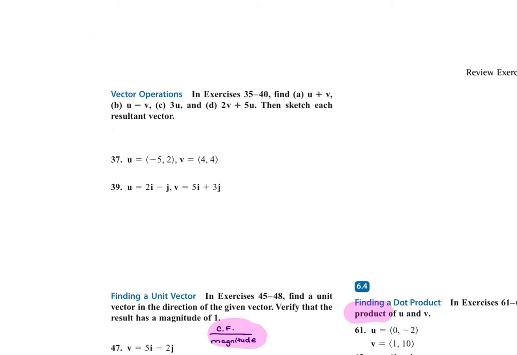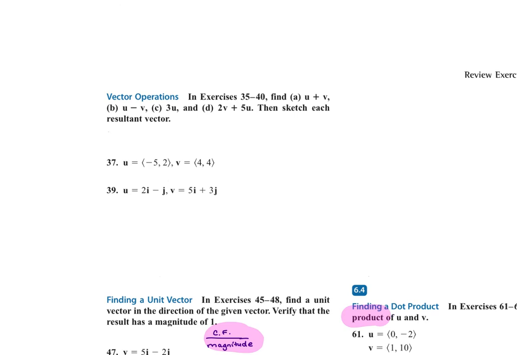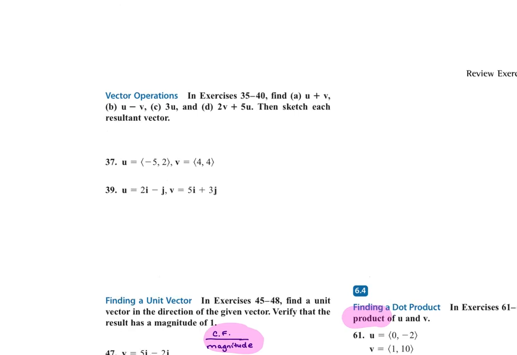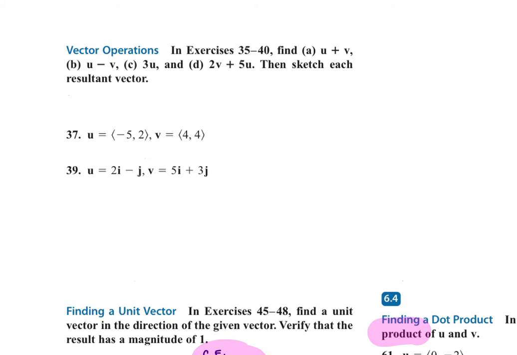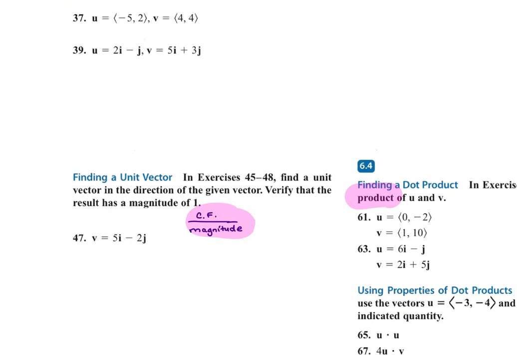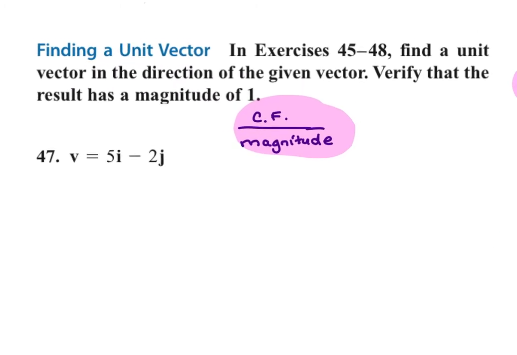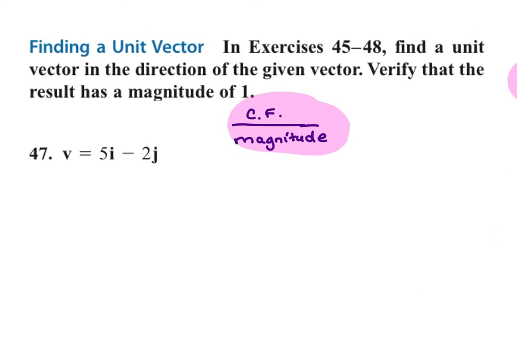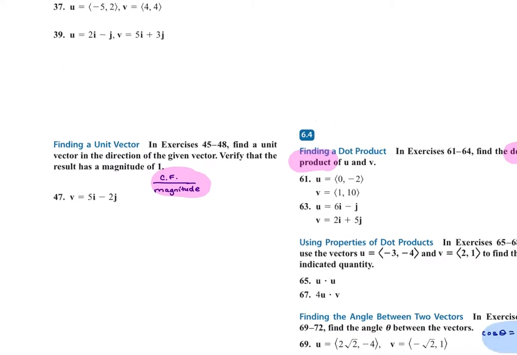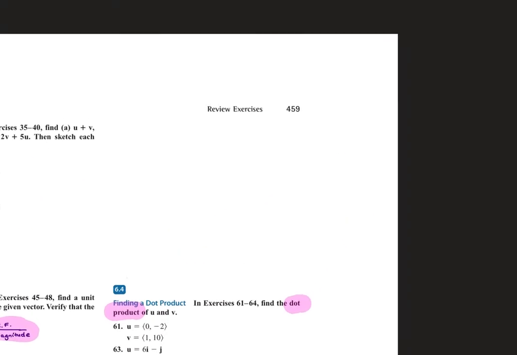Then you get into finding the sum of vectors. Then we're adding, subtracting, and scalar multiples of vectors in both component form and the ij format. Then you're finding the vector in the same direction. So for this, you put the component form over the magnitude. That is, again, highlighted in pink, which means you need to know that one.